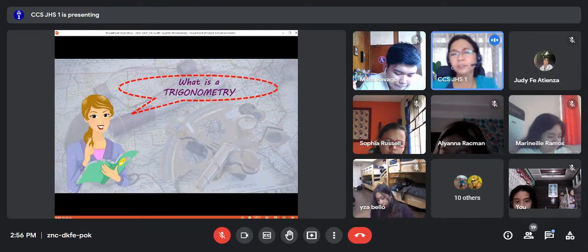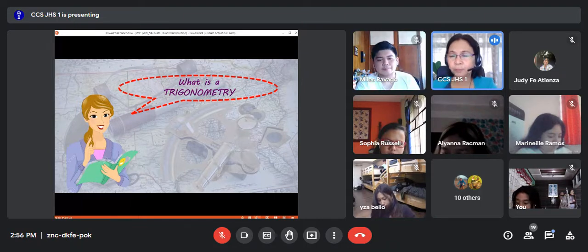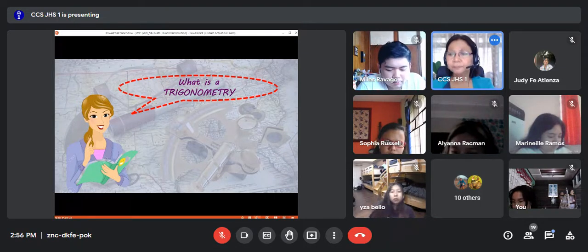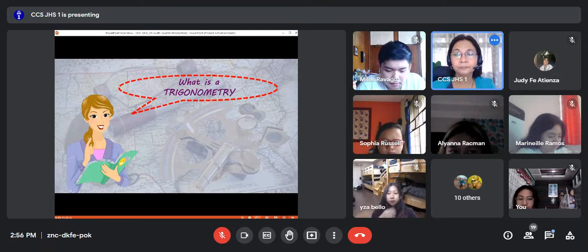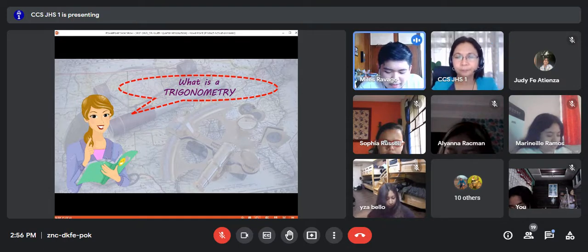What is trigonometry? Were you able to open your module? You can open the module from your SILID. Trigonometry is a branch of mathematics that studies relationships between side lengths and angles of triangles.